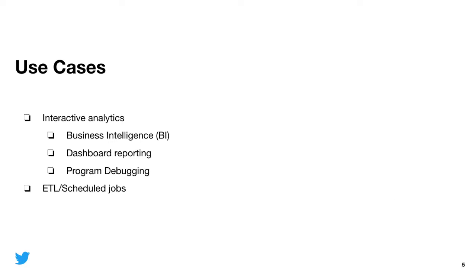And here are some use cases of the SQL system at Twitter. There are mainly two perspectives, interactive analytics and ETL or schedule jobs. For the interactive analytics, for example, some users would like to use the SQL system to do some business intelligence tasks, or some users would like to query the SQL system to get some data results and then create some dashboards. Or even some users would like to use the SQL system to help them debug their programs.